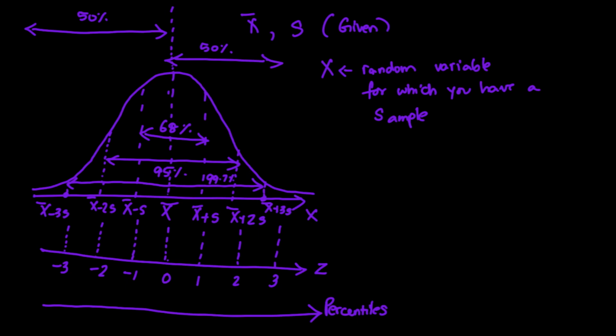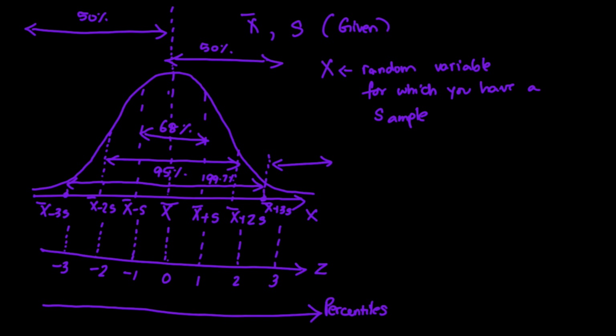Now, it uses a little bit of algebra, and I know that 99.7% of the observations lie between 3 standard deviations from the mean to the left and to the right. So 0.15% must lie on the left of x bar minus 3s, and 0.15% must lie on the right of x bar plus 3s.